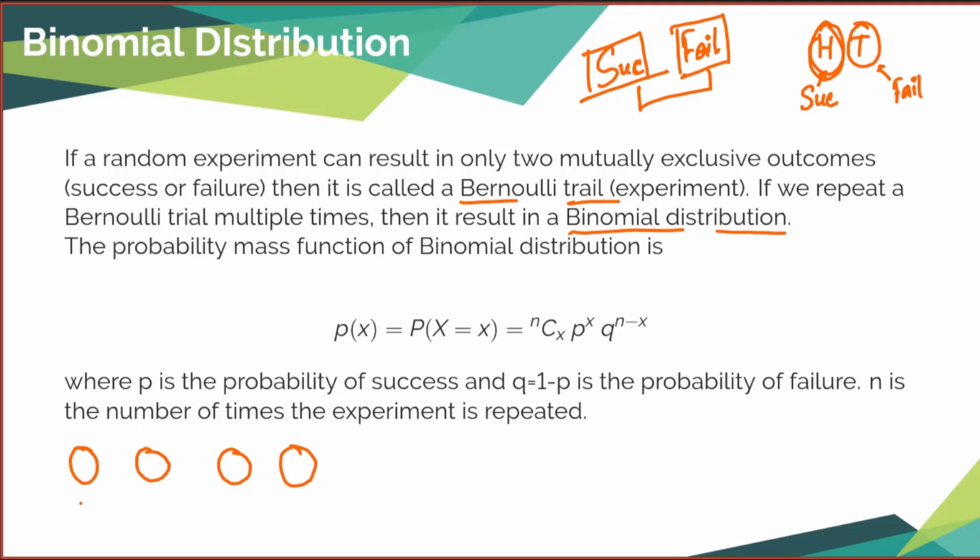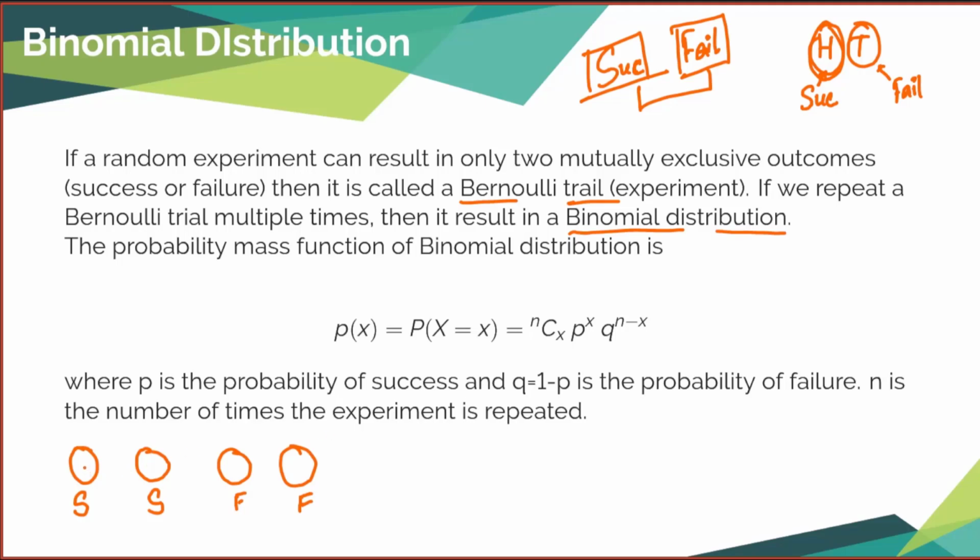Let's say I have succeeded, that means I got a head in my very first toss, right? So this will be a success. Suppose again I succeeded in my second toss, and in the third toss I got a tail. So I failed here, right? And in the last one also I failed, that means I got a tail.